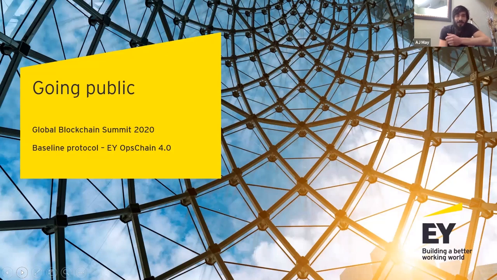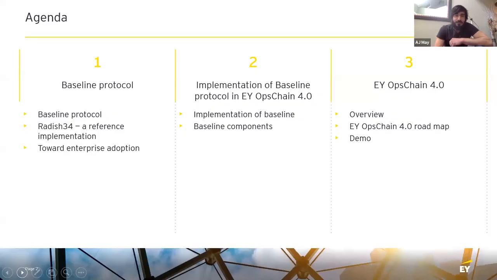And if you've been following along for the past few days, I know that you've probably heard a lot of mentions of both OpsChain and the baseline protocol already. If you've been wanting to learn more, this is definitely the right place. We're going to take a closer look at both of those things. So let's take a look at the agenda. First, I'm going to be passing off to Karthik and Patrick. They're going to provide us with a deep dive into the baseline protocol and Radish 34, Radish 34 being our first reference implementation of baseline.